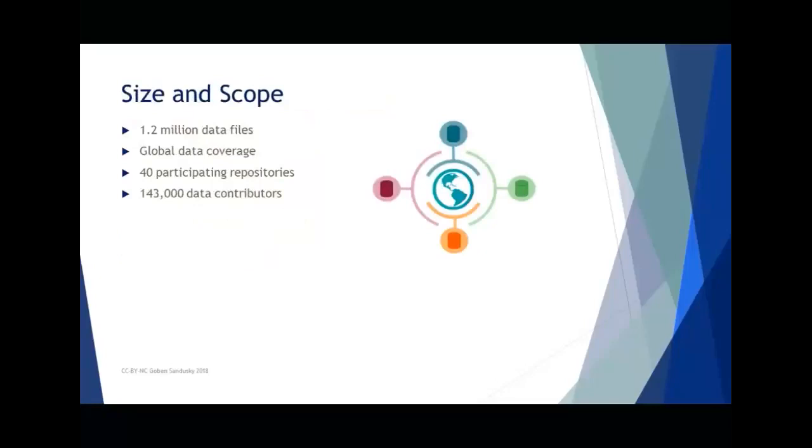So DataOne and its contributing repositories contain about 1.2 million data files, which use about 48 terabytes of storage. The temporal coverage of the data spans from the early 19th century to the present, and the geographic coverage is truly global, and data are contributed from many disciplines. Data have been contributed by about 143,000 individuals, and there have been nearly 30 million downloads of data files and metadata records since DataOne became operational in mid-2012.